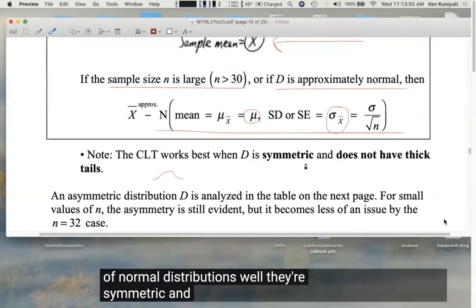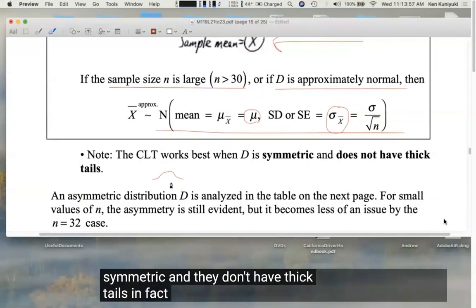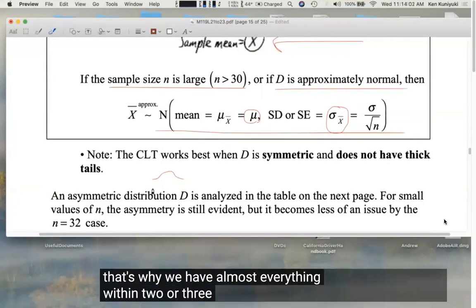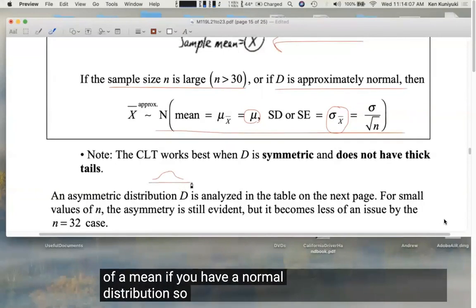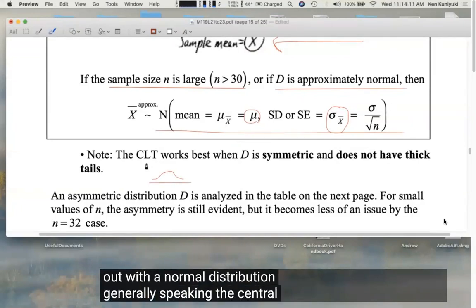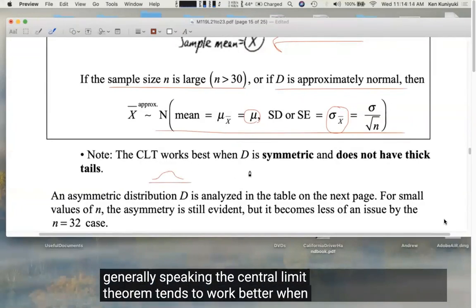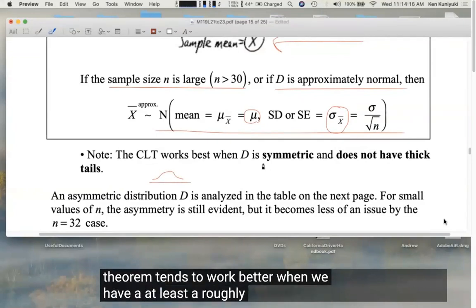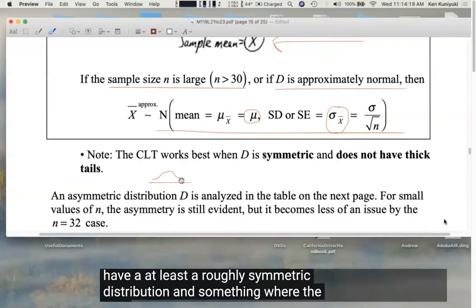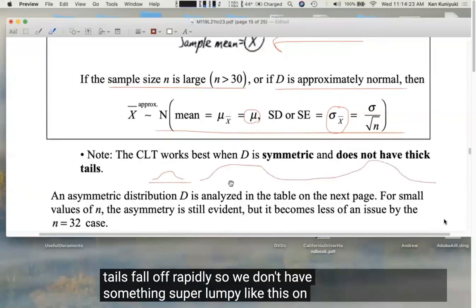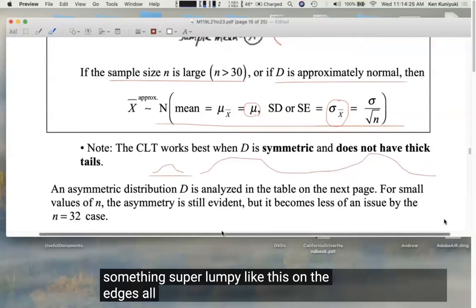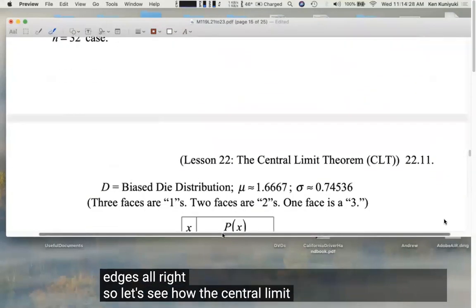They're symmetric, and they don't have thick tails. In fact, normals fall off very fast. That's why we have almost everything within 2 or 3 standard deviations of the mean if you have a normal distribution. So even if you don't start out with a normal distribution, generally speaking, the central limit theorem tends to work better when we have at least a roughly symmetric distribution and something where the tails fall off rapidly. So we don't have something super lumpy like this on the edges. All right, so let's see how the central limit theorem does.